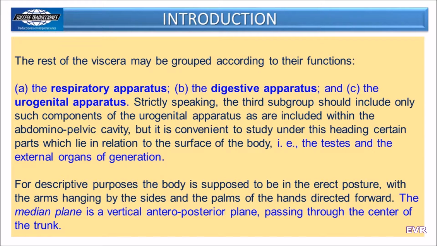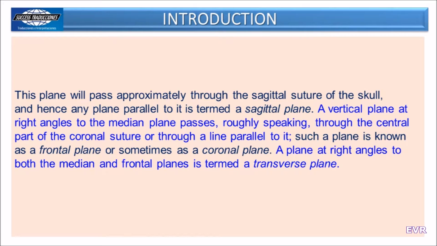For descriptive purposes, the body is supposed to be in the erect posture, with the arms hanging by the sides and the palms of the hands directed forward. The median plane is a vertical antero-posterior plane passing through the center of the trunk. This plane will pass approximately through the sagittal suture of the skull, and hence any plane parallel to it is termed a sagittal plane.